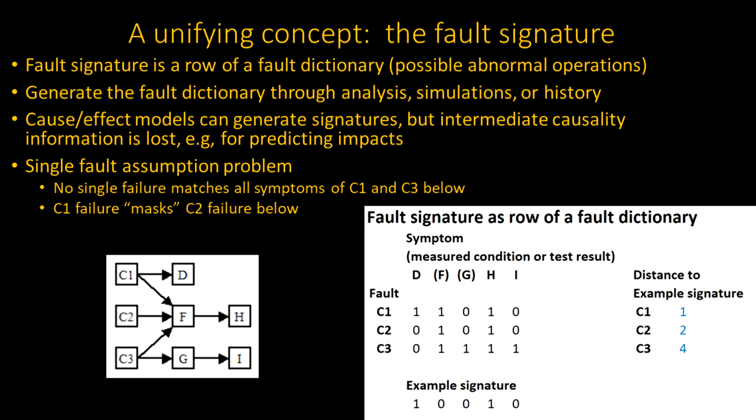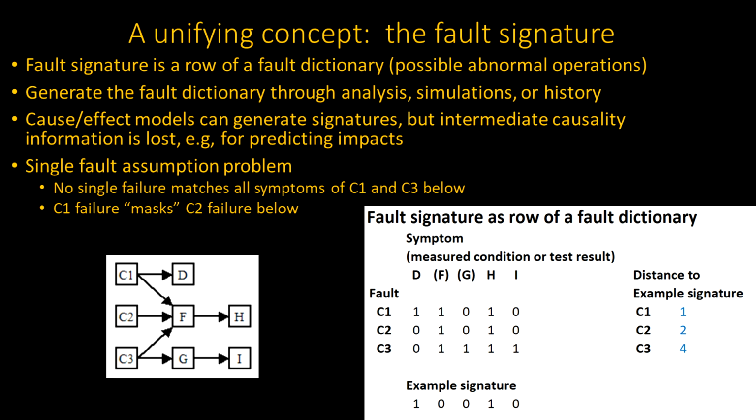The columns in that table are the observed symptoms. It could be measured conditions or test results and so on. So in this case, we had nodes D, F, G, H, and I. I put F and G in parentheses because they'll be there if they're measured or testable. If they're not available for test or measurement, you wouldn't include them. So I threw them in here for completeness. So for instance, reading a row here for fault C1, if that occurs, then you can say that, well, D will occur, and so there's a 1 in the D column.